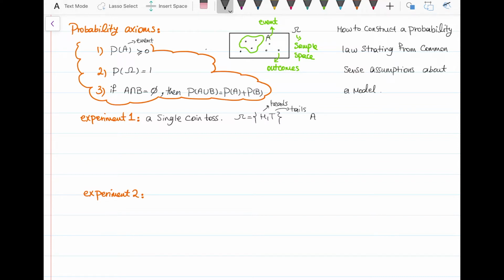What are the events? Events are basically any subset of the sample space. So they can be head, tail. The whole sample space is also a subset, and the empty set. So we have 4 events here. Now we assume that we have a fair coin, which means what? Which means that heads and tails are equally likely.